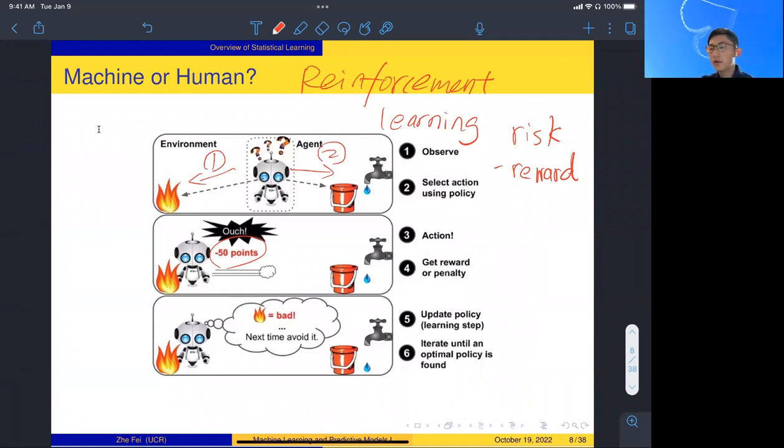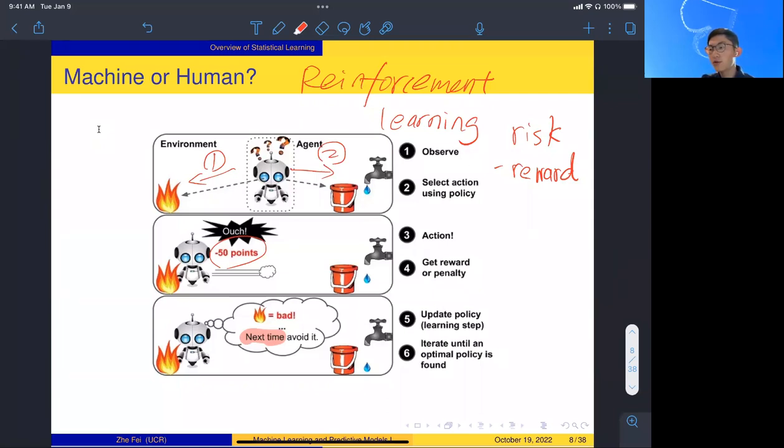And then the next time, the key here is that for reinforcement learning, you would perform this learning process repeatedly. So for the next time, even if the machine still randomly picks option 1 or 2, sometimes it will pick by chance option 2: go to the bucket, get the water, and then go to the fire. If the robot picks option 2 and then goes to the fire, it may successfully put out the fire.